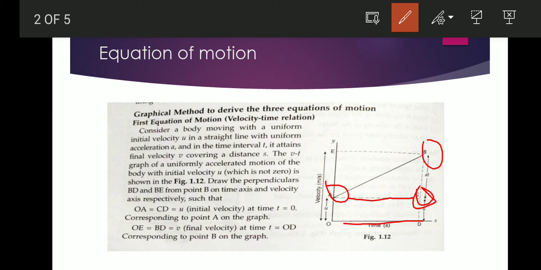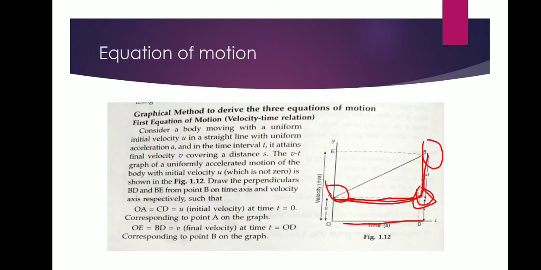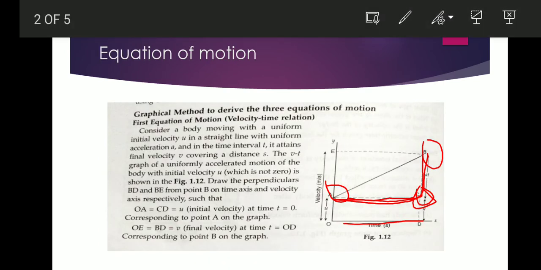That means AC is our time and BC is what? Okay, this is the slope of this graph. Okay, so this will be our acceleration. Here we have a equal to BC by AC, and BC is equal to what? BD minus DC.